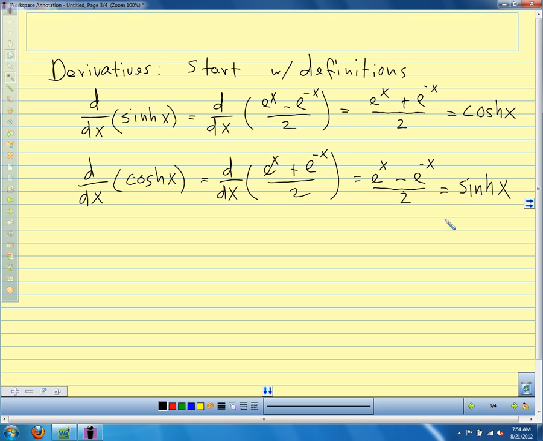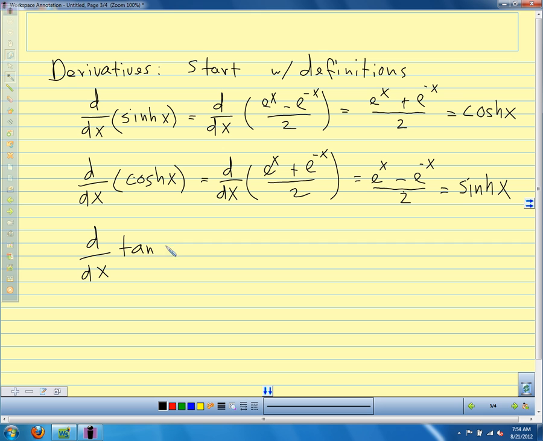So I was just doing that to show how we get the derivatives. Once you know the derivative of hyperbolic sine is hyperbolic cosine, then you're done. So you don't have to go through this process. I was just showing you how we figure that out. And I'll do one more really quickly. This one's a little easier to do, not from the definition.